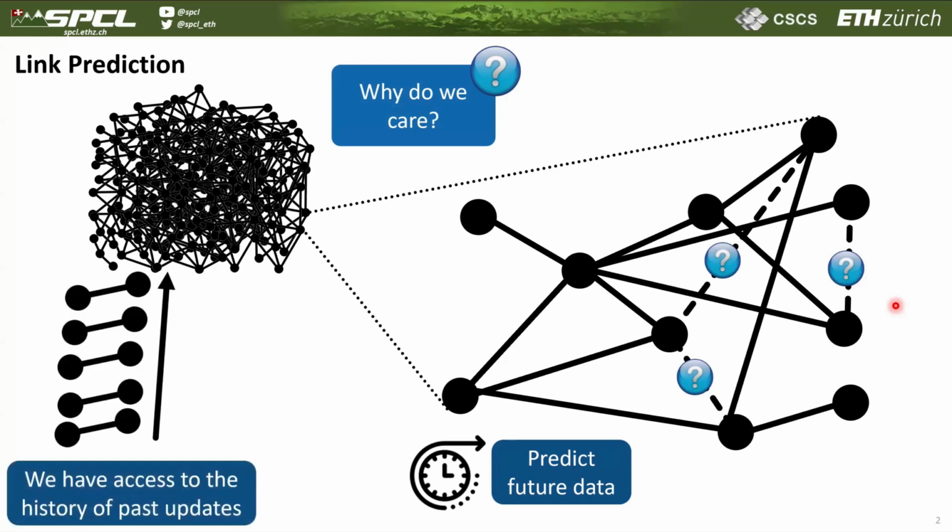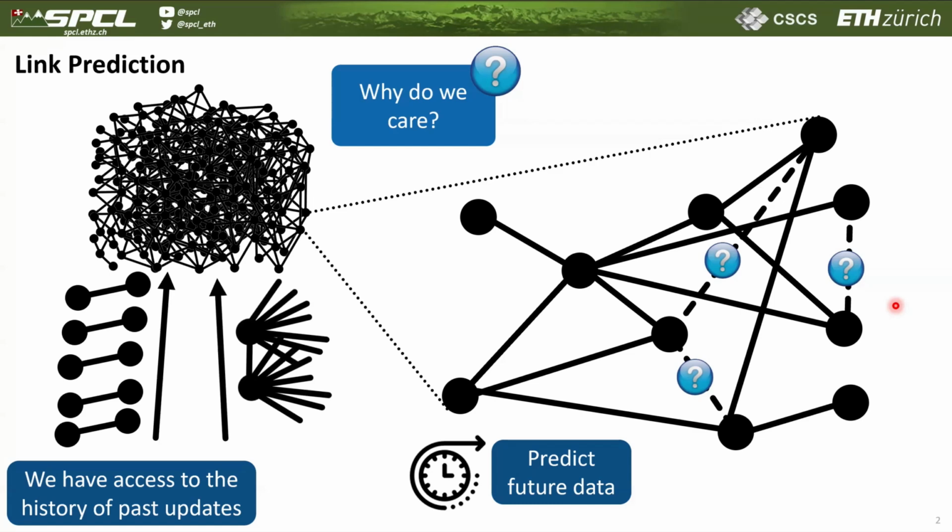We are also going to assume that we have access to the history of past updates. That's where the dynamic adjective stands in the link prediction formulation. By saying dynamic link prediction, we mean that we have access to the history of past updates. So the graph is in a dynamic setting, with new edges coming and going, and new vertices coming and going, and we know what was going on in the past.